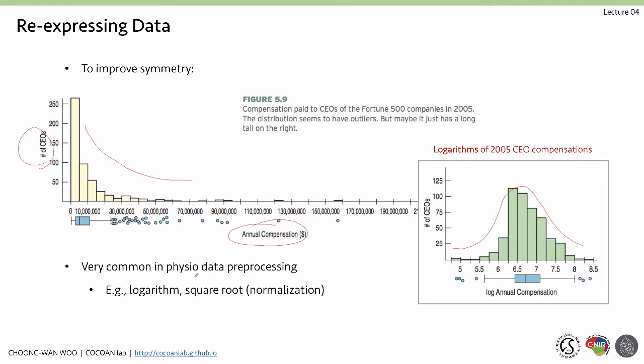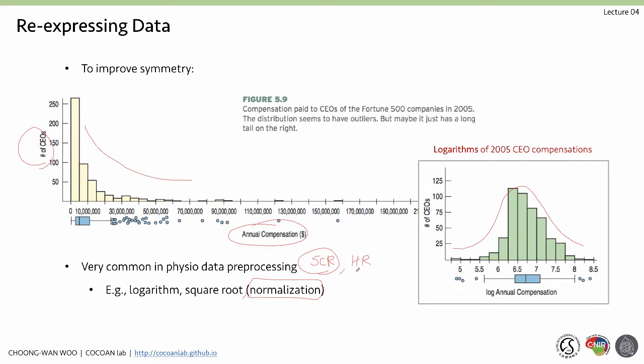And this type of transformation is called normalization. Normalize the range and spread and values. And it's very common in physio data pre-processing. In our lab, we are collecting a lot of physio data, psychophysiology data, for example, SCR, skin conductance rate. That is the sweat on your finger or hand. When you feel something very positive or negative, you are sweating. So we can measure that.